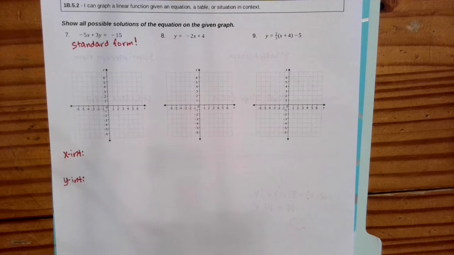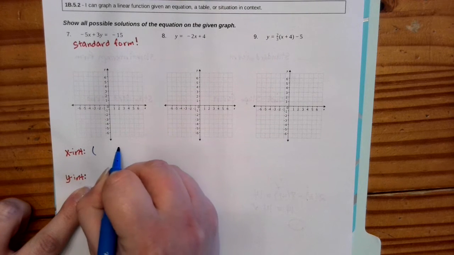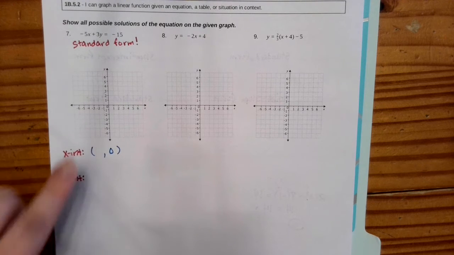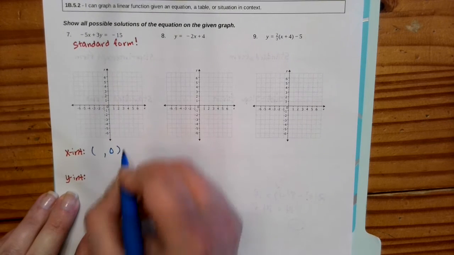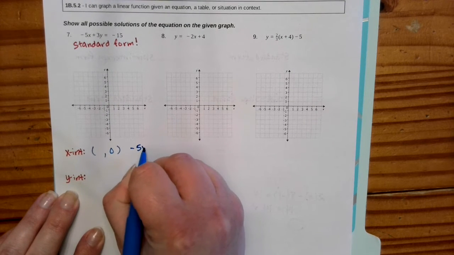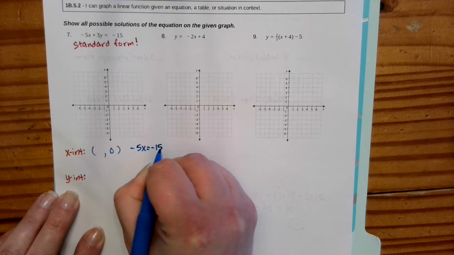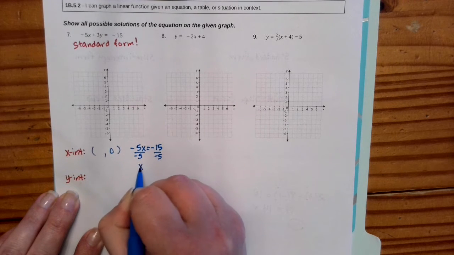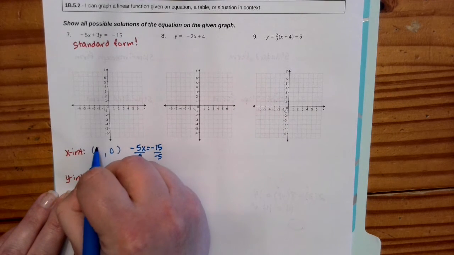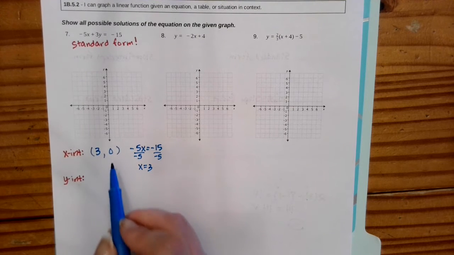So I'm going to do the exact same thing that we just did in question 6. In order to find the x-intercept, I know that my y value is going to be 0, and I'm going to cover up the y in my equation. So I'm left with negative 5x is equal to negative 15. Now if I divide both sides by negative 5, I get that x is equal to positive 3. So my x-intercept is the point 3, 0.